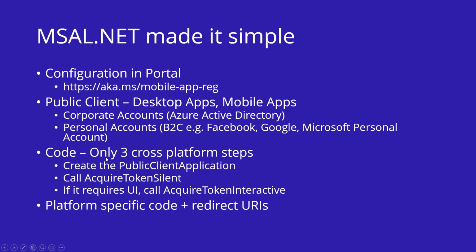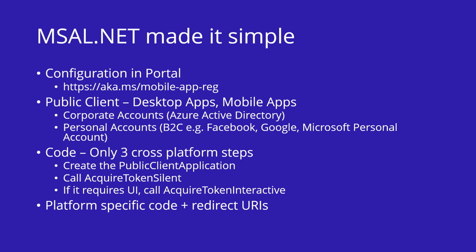Regarding the code, there are only three cross-platform steps. First, you create the public client application. Then you call the acquire token silent. This makes a call to the backend. If the backend thinks that you require user intervention, it will throw an exception, which is called MsalUiRequiredException. It's the app's responsibility to catch the exception and call the acquire token interactive. And that will launch the browser and get the token like that.